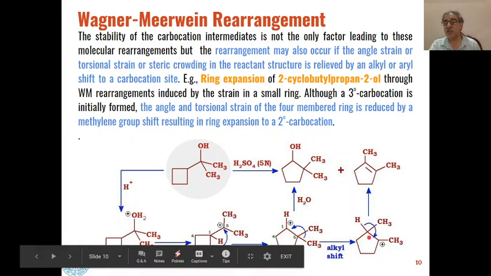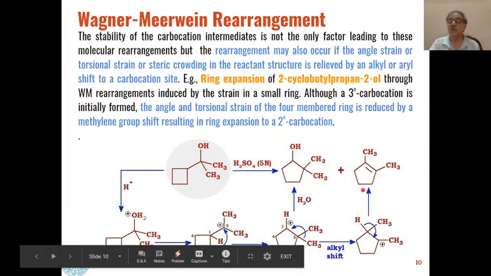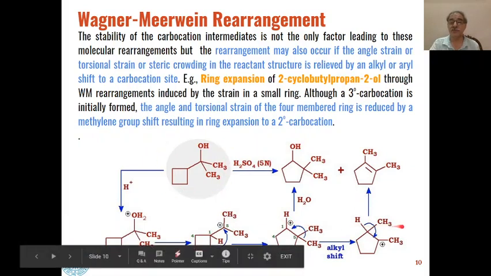Why has the methyl shift taken place? This was a secondary carbocation, and now this has changed into a tertiary carbocation which is more stable, and after that H positive is removed, and this will form a carbon-carbon double bond to give us these alkenes as the product. So this is how these two products are formed by Wagner Meerwein rearrangement from 2-cyclobutyl propan-2-ol.